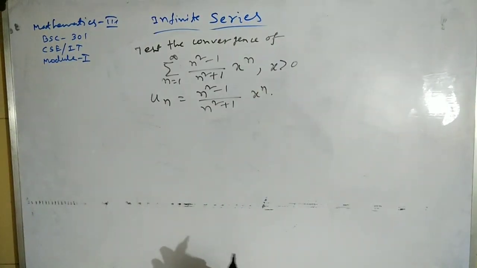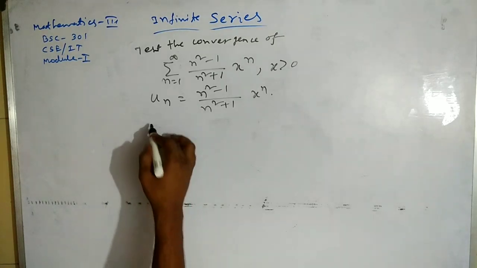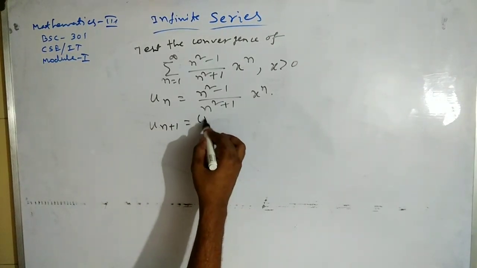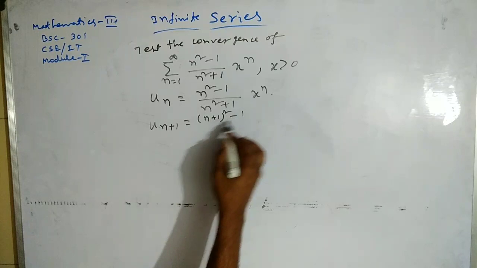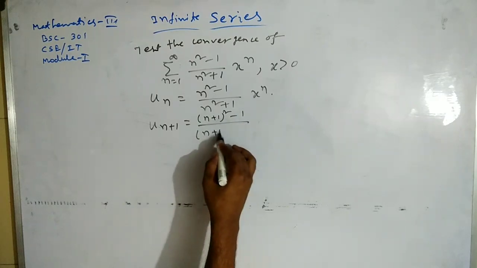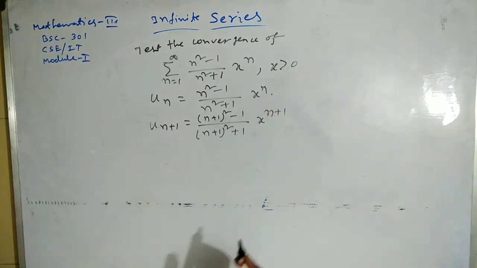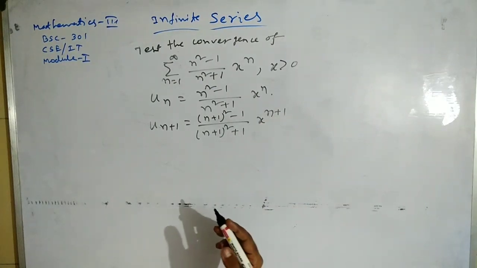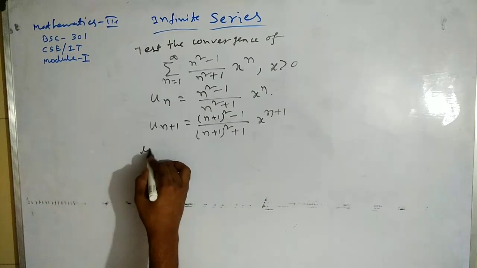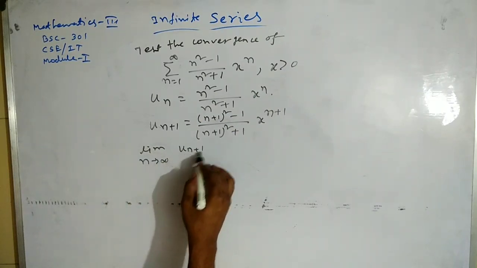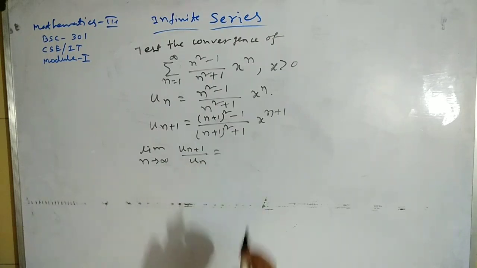Now I will apply D'Alembert ratio test for checking the convergence of this series. So we have to know what is u_{n+1}, and that will be ((n+1)² − 1)/((n+1)² + 1) into x to the power n+1. This is u_{n+1}. Now we have to find out limit n tends to infinity u_{n+1} by u_n.